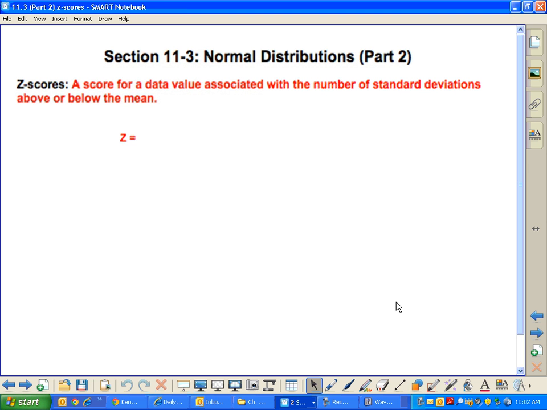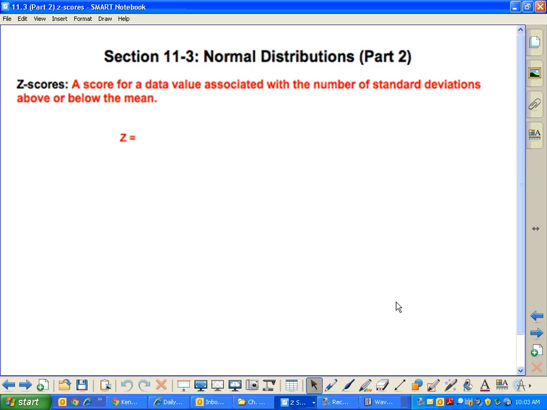So when you calculate z, yesterday you were getting either 1, 2, or 3. But when you calculate z today, you can get like 0.68. You can get decimal varieties for your number of standard deviations. So that's what we're going to work on today.